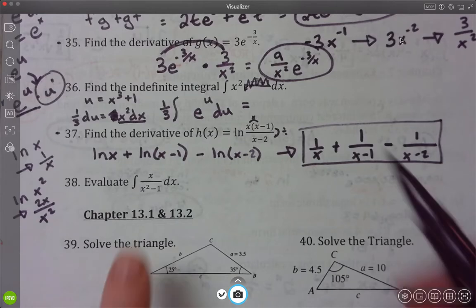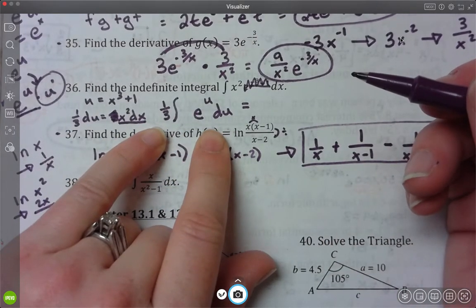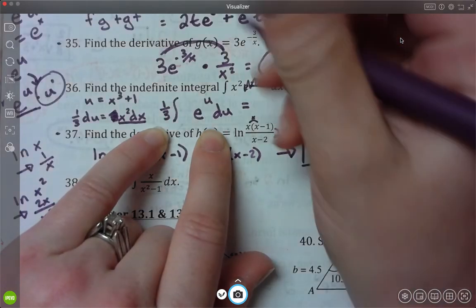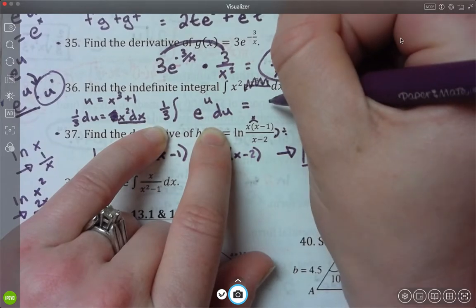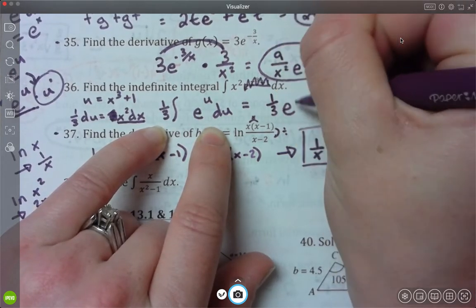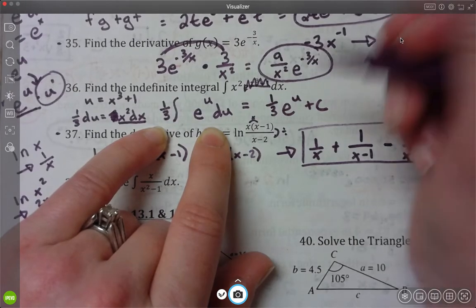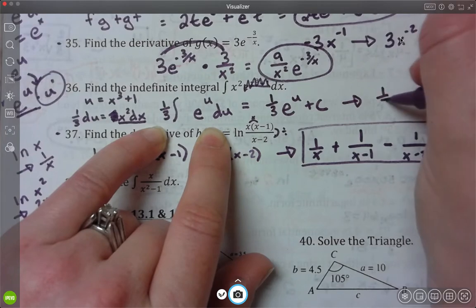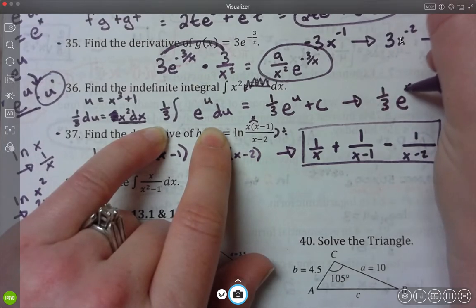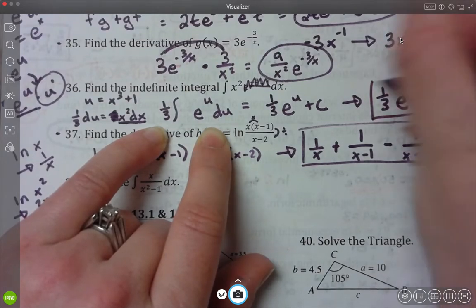Okay, so we just need to find the antiderivative of 1/3 e to the u, and the antiderivative of e to the u is still just e to the u. So this will be 1/3 e to the u plus c, okay, is his antiderivative. And then I just need to plug back in for u, so 1/3 e to the x cubed plus 1 power plus c. That's what his antiderivative will be. Okay, so that one comes out really nice.